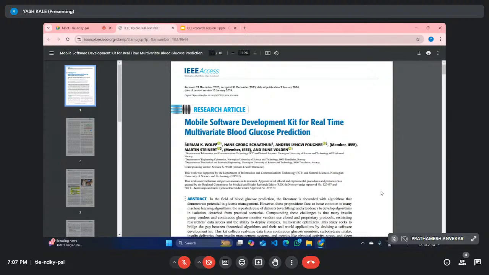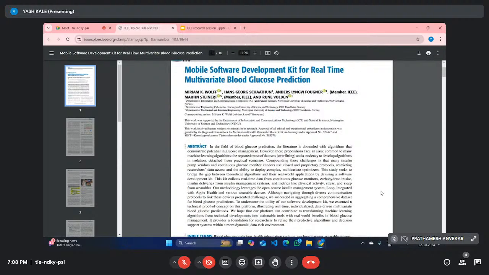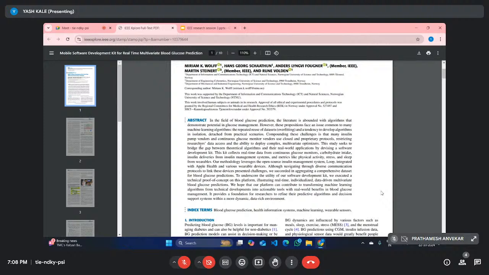Then the names of the authors are mentioned, most probably in the order of the contribution, or we can say the order of their importance in the research work that they have done. Then there is the abstract.